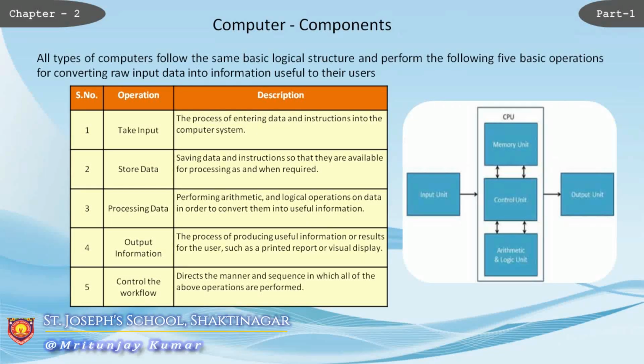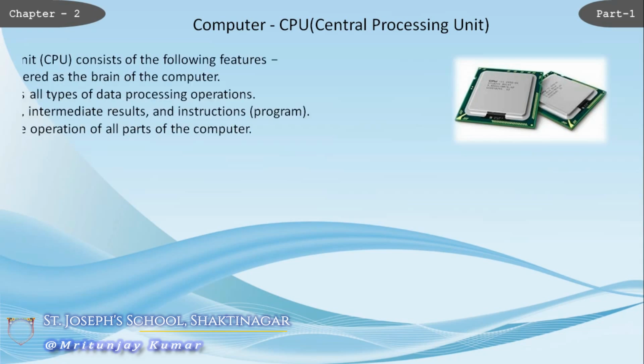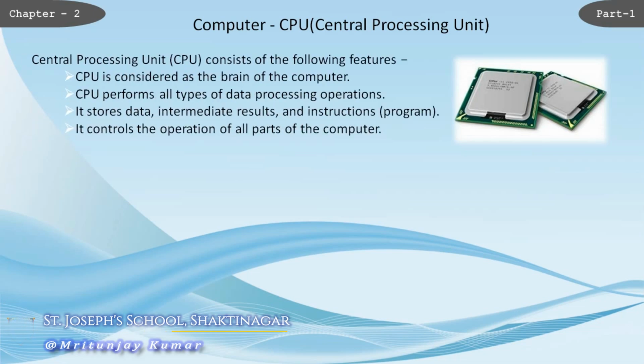You can see in this diagram that there is an input unit, output unit, and CPU. So we'll begin with CPU. Here is a picture of the CPU. CPU stands for Central Processing Unit. CPU is considered the brain of the computer.